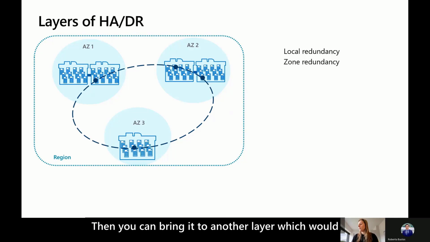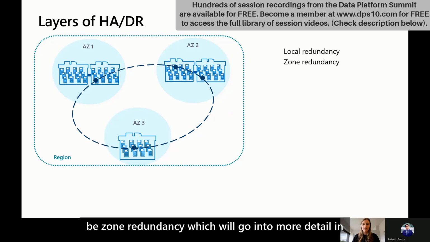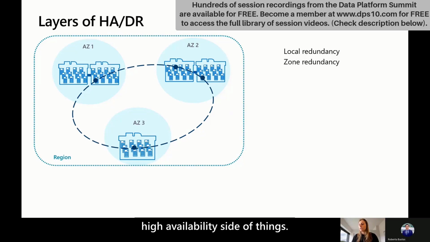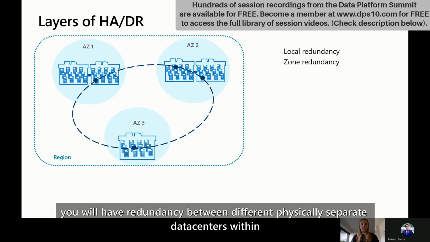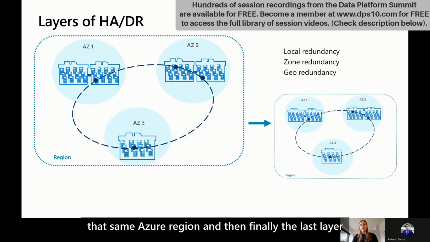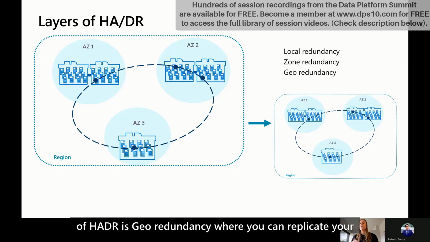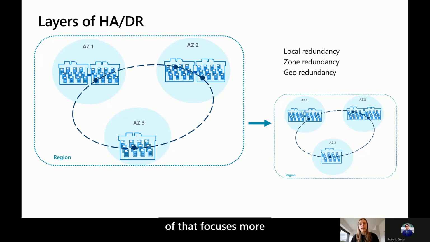Then you can bring it to another layer, which would be zone redundancy, which I'll go into more detail on the high availability side of things. But this essentially means within your same Azure region, you will have redundancy between different physically separate data centers within that same Azure region. And then finally, the last layer of HADR is geo-redundancy, where you can replicate your data to an entirely different Azure region, which a lot of that focus is more in the disaster recovery side of things.